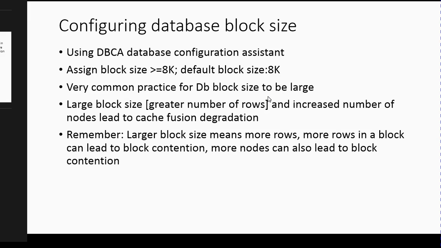Also, as I've already told you, a larger block size means more rows. And when you have more rows, that actually leads to block contention. If you have multiple nodes with massive blocks, you have more rows in the individual nodes, which means there might be confusion on the part of cache fusion on which rows to refer to for row data. That problem is called block contention.